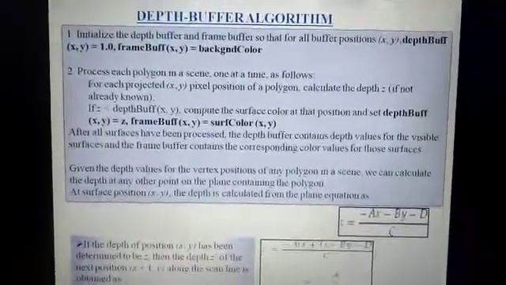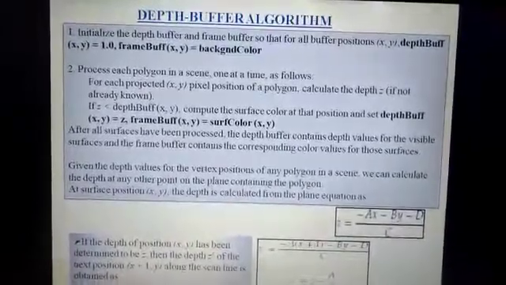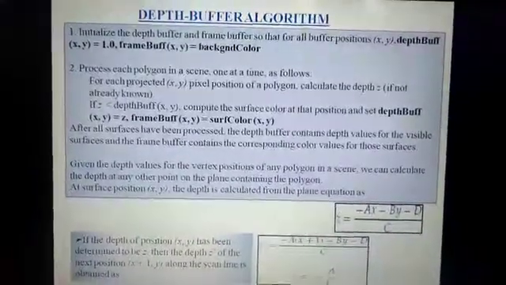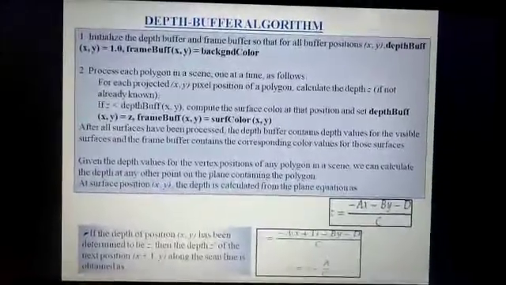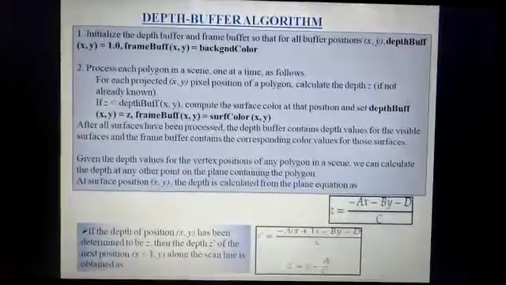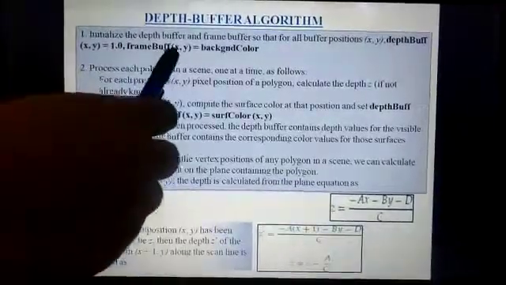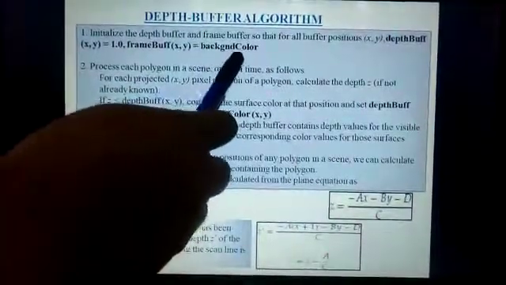Going with the algorithm of depth buffer, here we can have two steps. First is the initialization of depth buffer and frame buffer, so that for all buffer positions x, y, depth buffer of x, y is equal to 1, that is 1.0 we have defined here. Frame buffer of x, y is equal to background color.